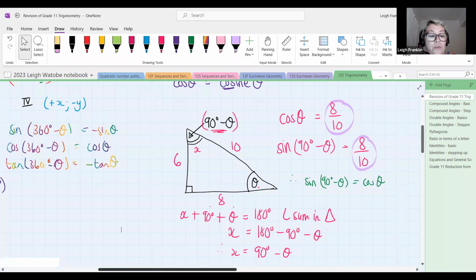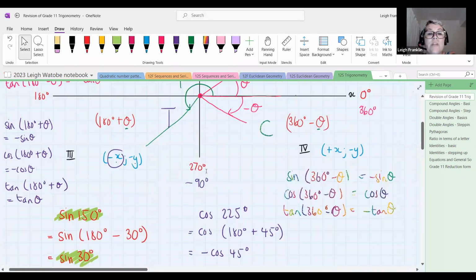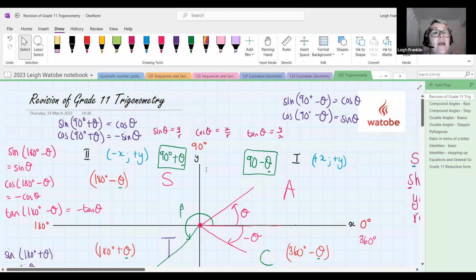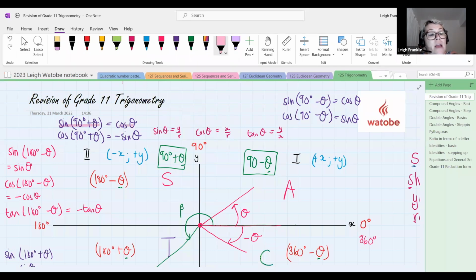So they'd want you to use your co-ratios, your reduction formulae. So it's these ones over here that you're using. If they gave you the sine of 90 plus theta, you'd write cos theta. If they gave you the cos of 90 plus theta, you'd write minus sine theta. If they gave you the sine of 90 minus theta, you'd write cos theta. If they gave you the cos of 90 minus theta, you'd write sine theta, and then you would proceed from there. That's what they're expecting from you. All right. Thank you, ma'am. Okay, all right, no problem.